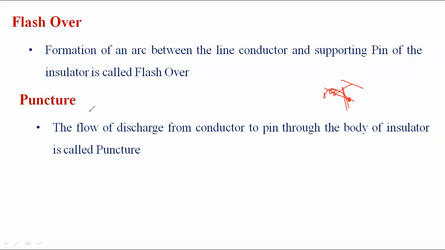Two types of insulator material are used in overhead and distribution lines: porcelain material and toughened glass material. At present, for 400 kV and 765 kV, only toughened glass material is used to avoid flashover and puncture. If any air bubble or crack is there in toughened glass material, it is visible to the naked eye. At the time of erection itself, we do not use those types of materials.